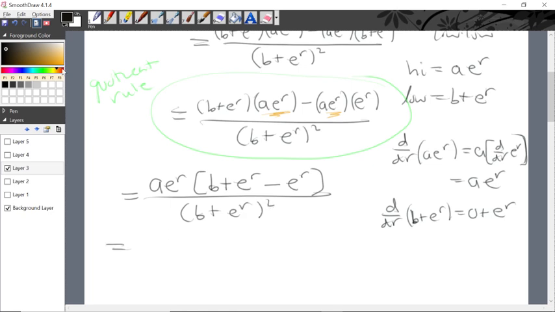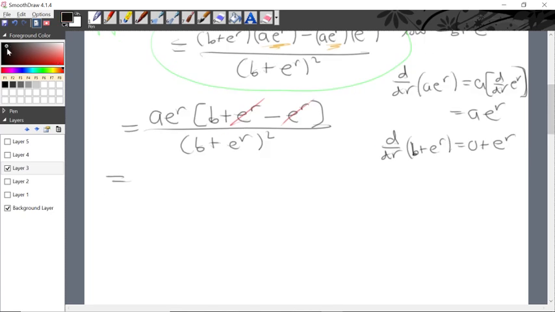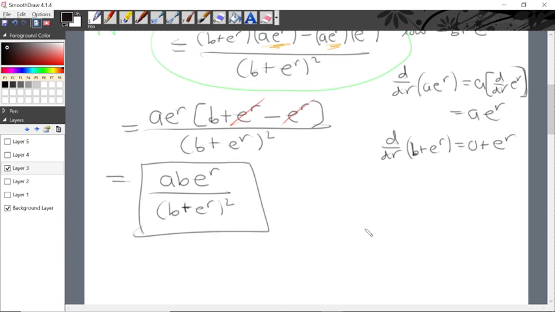Now we can cancel these e to the r's right here and clean up the numerator. Let's write it in alphabetical order: a, b, e to the r. And the denominator is b plus e to the r quantity squared. And so there's our derivative by use of the quotient rule.